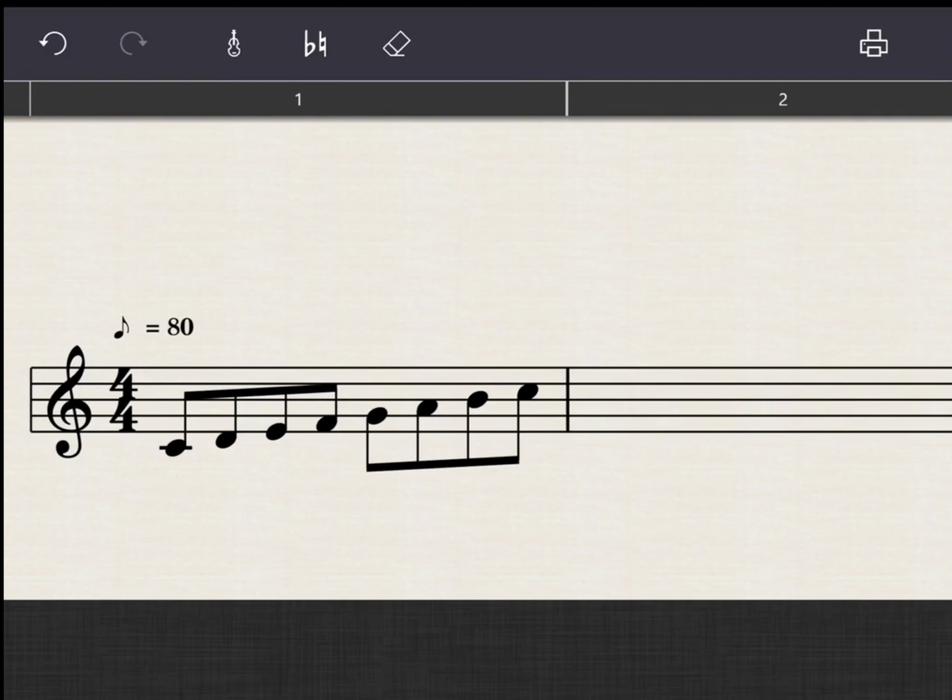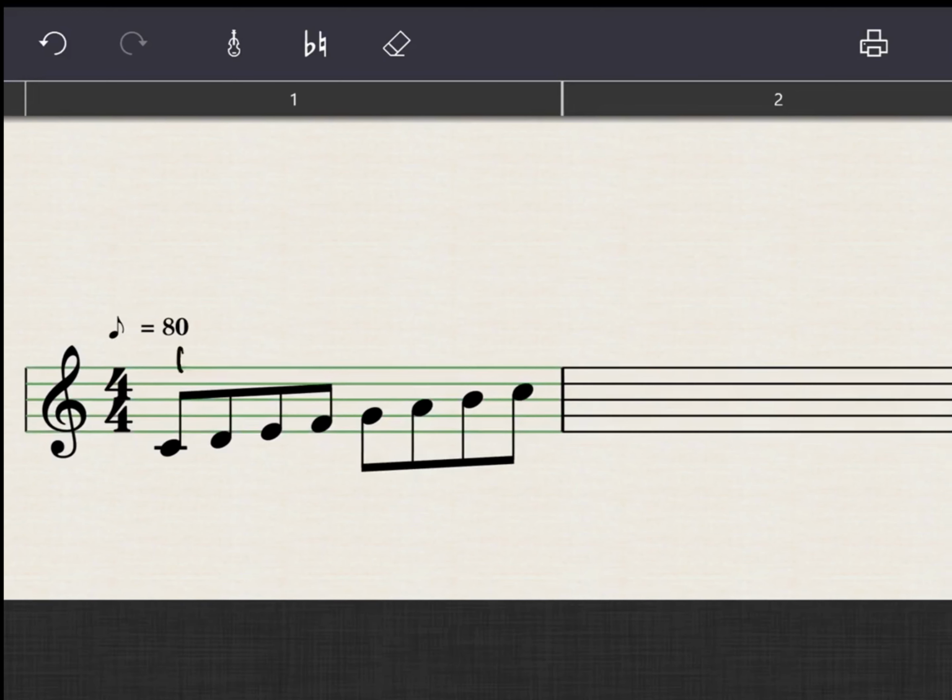On the staff here, I've written one bar of eighth notes in 4/4 time. So there are 8 eighth notes in the bar, and we're just using treble clef again. This is a C major scale, so this is kind of a quick review. We did this before. C to C, one octave C major scale.